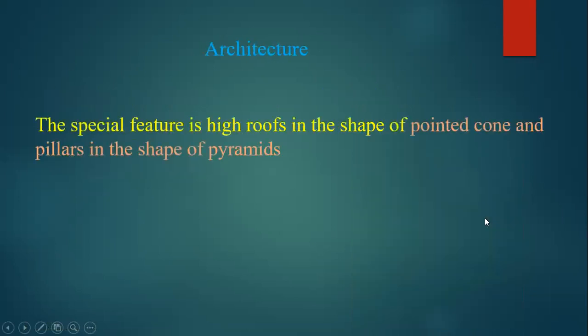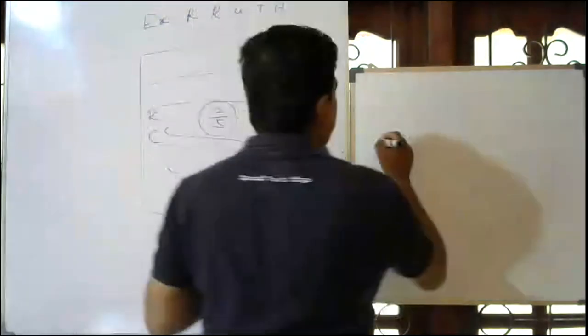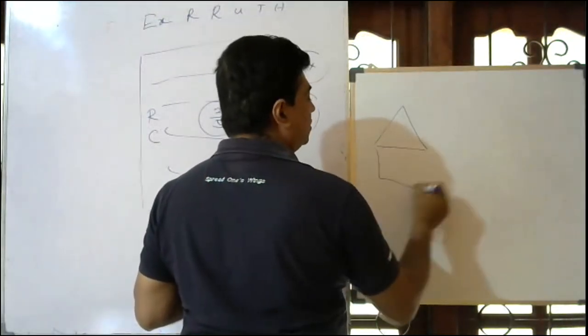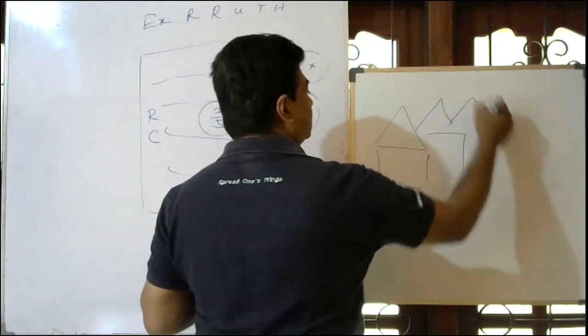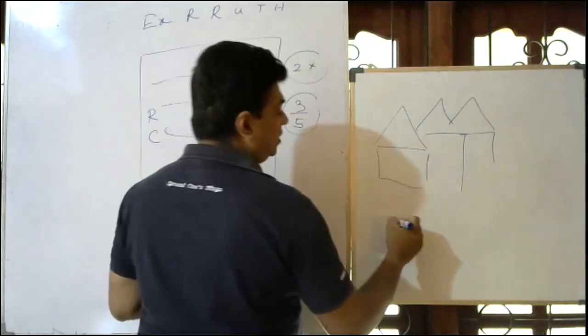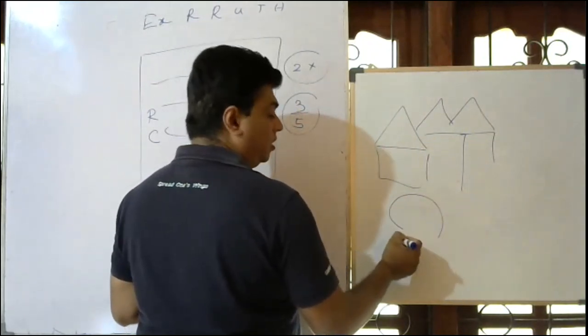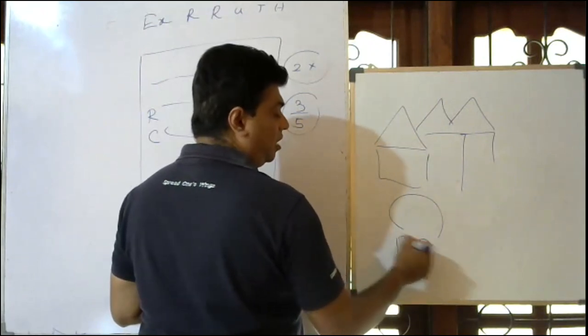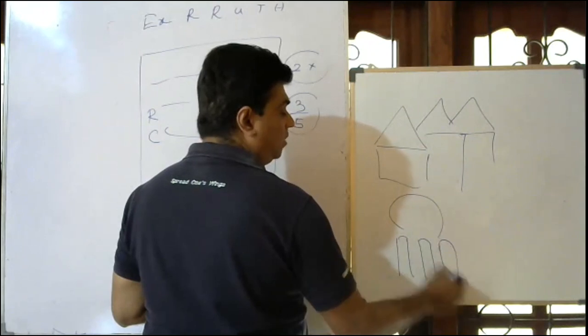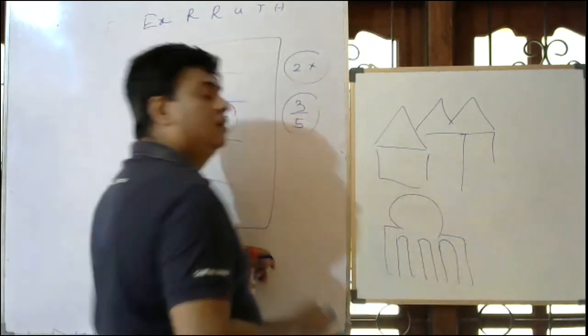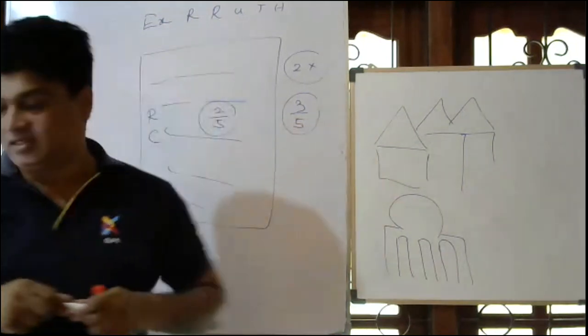Okay. Architecture. The special feature is high roofs in the shape of a pointed cone and pillars in the shape of pyramids. Earlier, during the feudal era, they were just constructing buildings with conical roofs like this. Everywhere you can see like this. But during the Renaissance, they started constructing semicircular domes and high pillars like arcs. Such buildings they started constructing during the Renaissance.